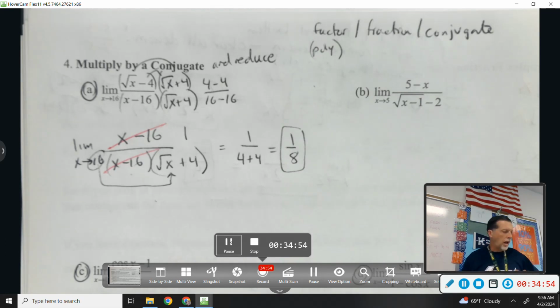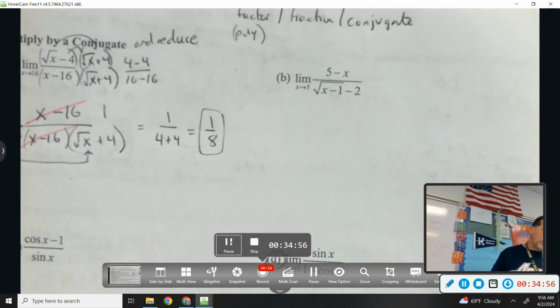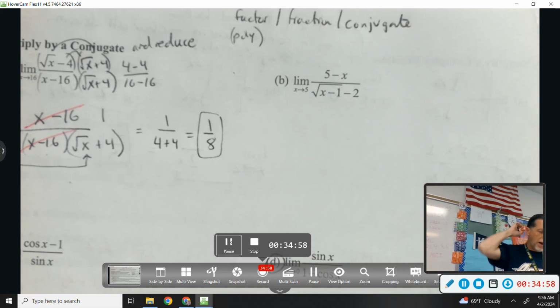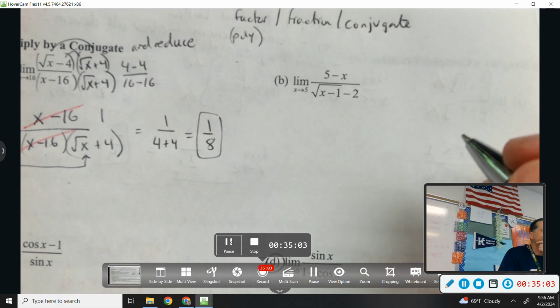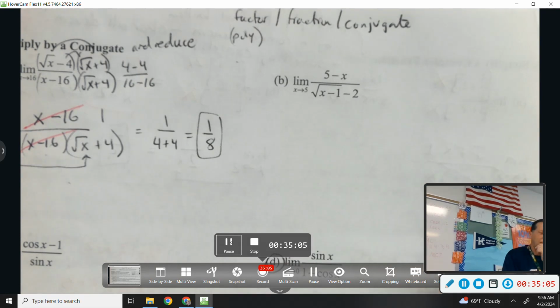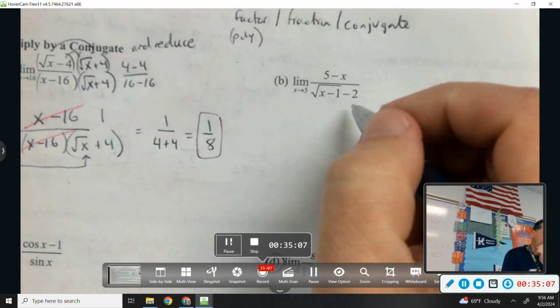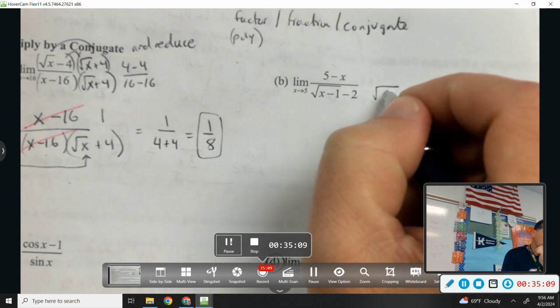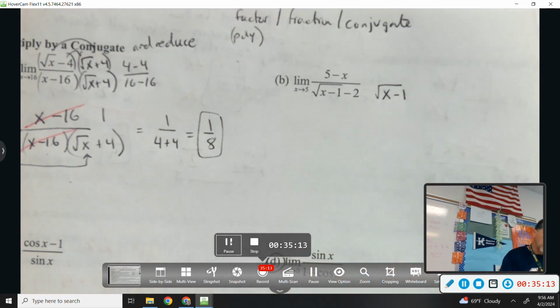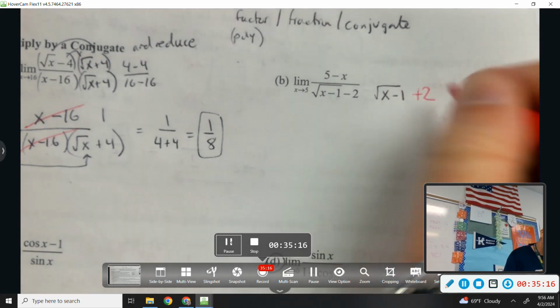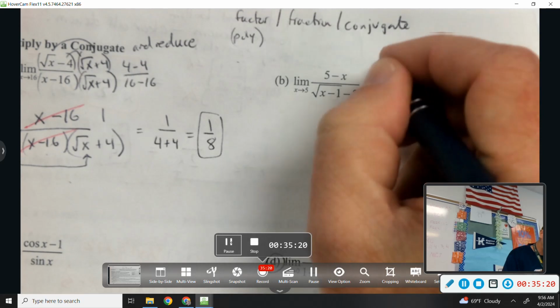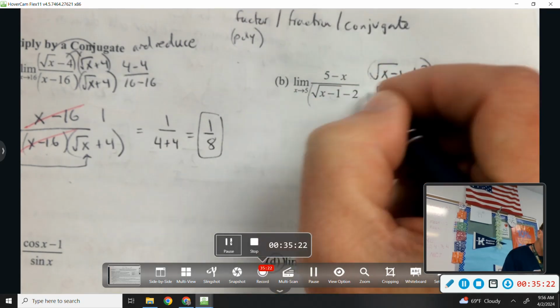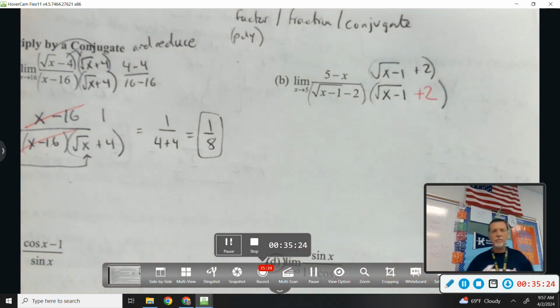I don't want to do B, but I want you to tell me what you think we would multiply by. So it's definitely the bottom one: square root of x minus 1 plus 2. And then you would not actually multiply out the top because that would be a mess. You would actually multiply out the bottom and things would go away.